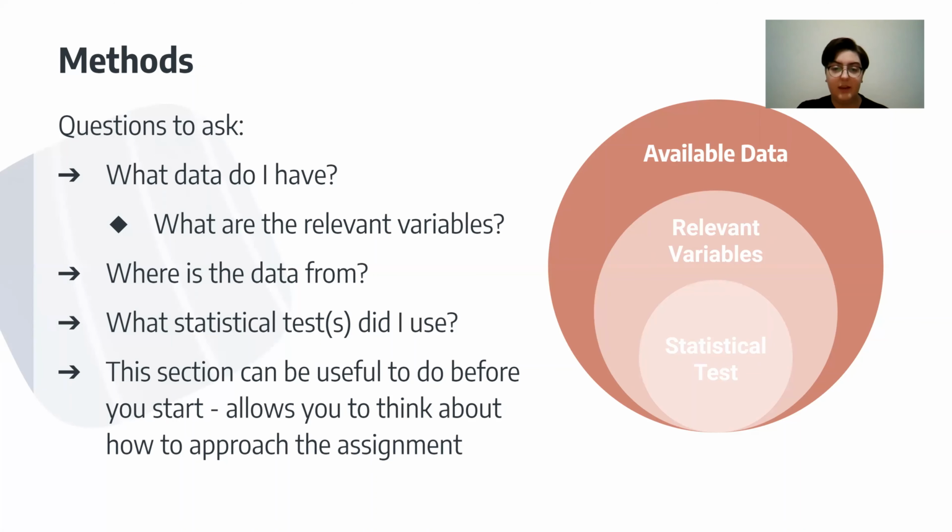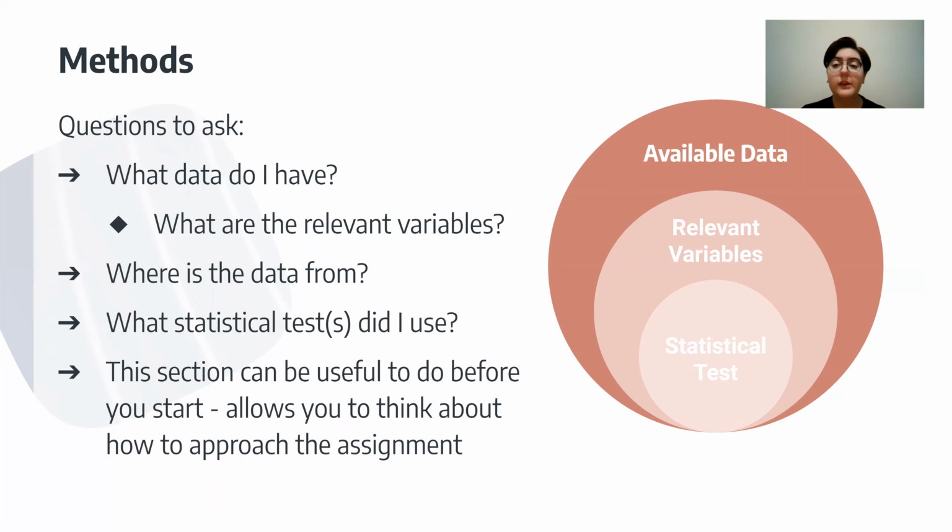So then in the methods section, what should you include? I have a list here of questions to ask, and you should answer all of these in the section. So first is, what data do I have? And then looking more specifically, what are the relevant variables out of this entire data? And then also look at where the data is from. So basically, these are things that you should figure out while you're looking at the assignment sheet, especially because a lot of times your professor will say where to find the data and what you're looking at on there. So then you can just write this right away.